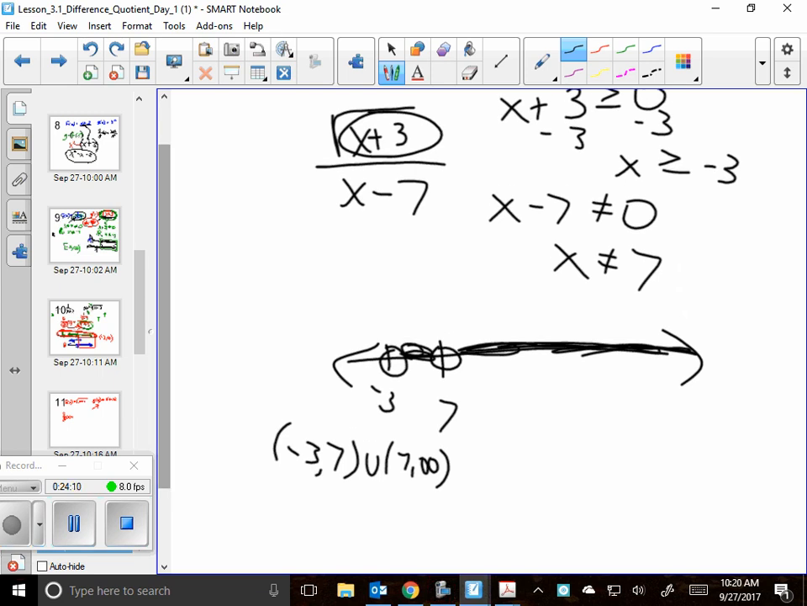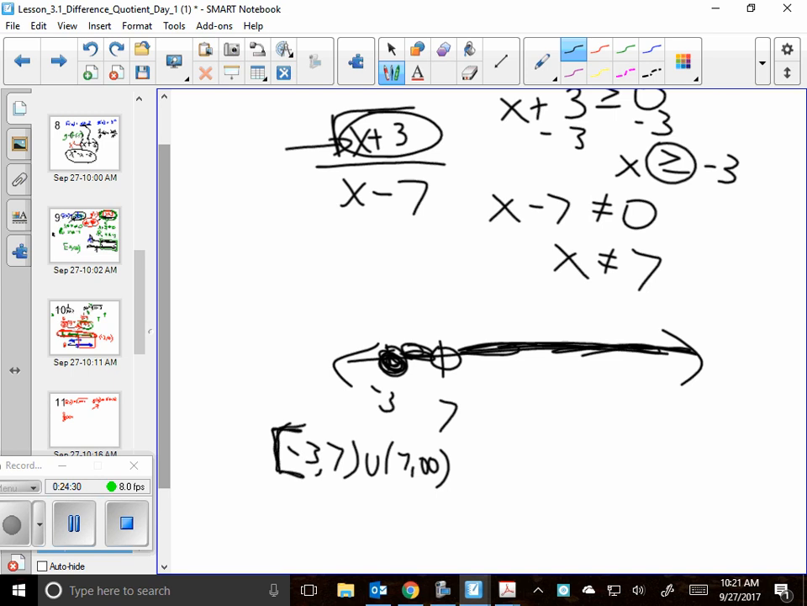Can it be negative 3? Oh, you're right. Good catch. It can be negative 3 because that's on the top. And I can have a 0 on the top. Thank you. And I should have said greater than or equal to, which is supposed to be filled in. Oops. And then that changes my parenthesis to a bracket. Thank you for catching that.